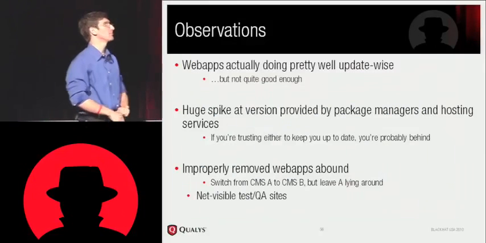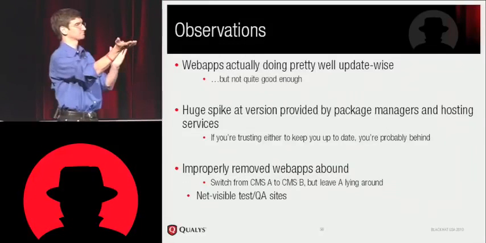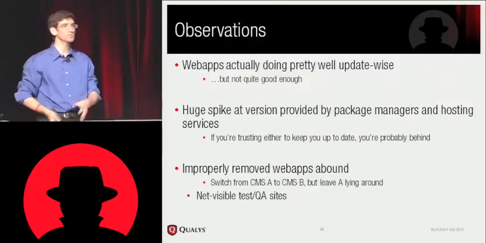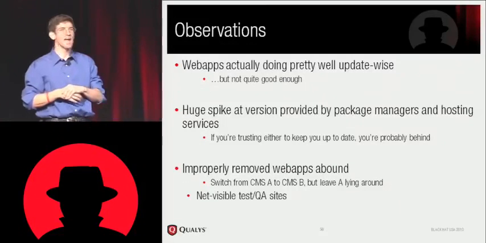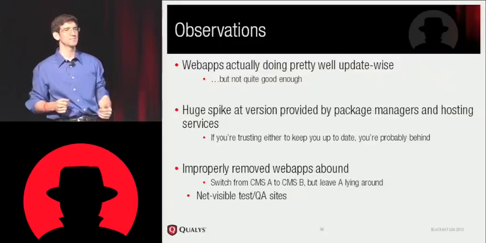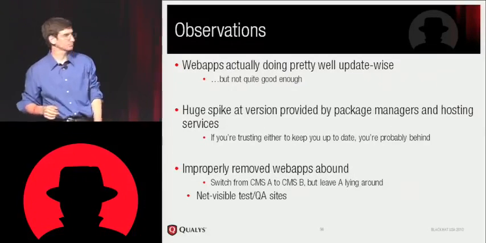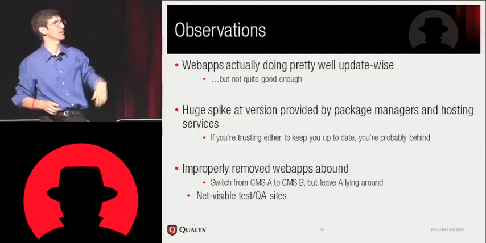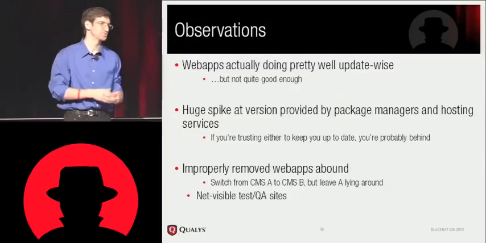Some observations. As you saw from that, it starts off very low at the bottom and then ramps up to that bell curve within the last 3 to 8 versions. Most of the weight is up there at the top, within that last 3 to 8 versions. But we've found that for security purposes, that's not good enough. You really need to be in the last 1 or 2 or 3 versions to stay out of those vulnerabilities. We see, as I pointed out, a huge spike at versions provided by package managers and hosting services. So you can't blindly trust those to keep you up to date.